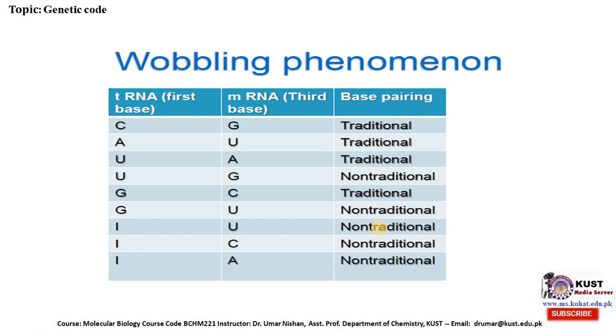So there are different possibilities that can result in base pairing either in the traditional way or in a non-traditional way. So this thing has to be kept in mind while studying the genetic code.